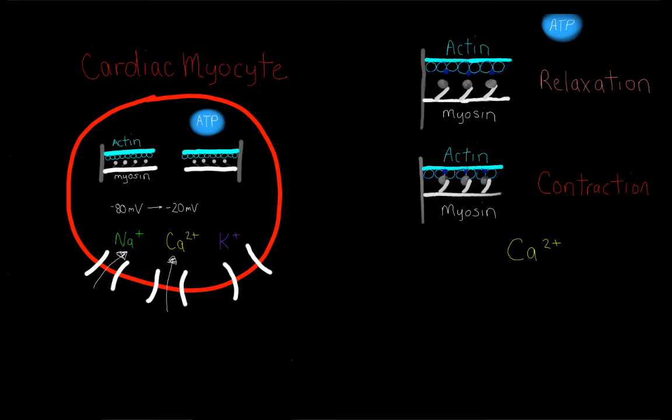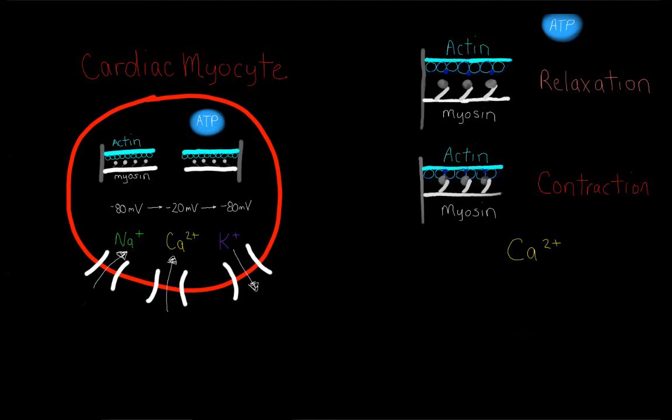Meanwhile, the cardiac myocyte needs to return to its resting electrical state of -80 millivolts. So potassium channels open and resting voltage returns to baseline, and the cycle starts again.